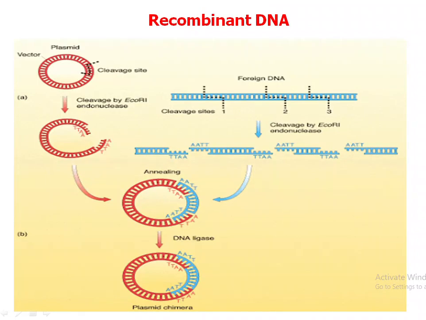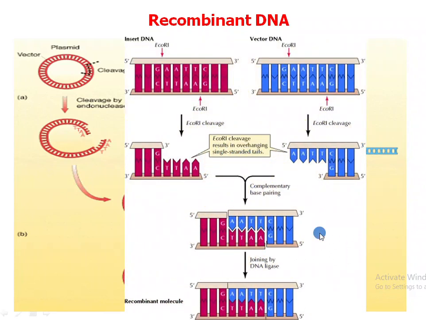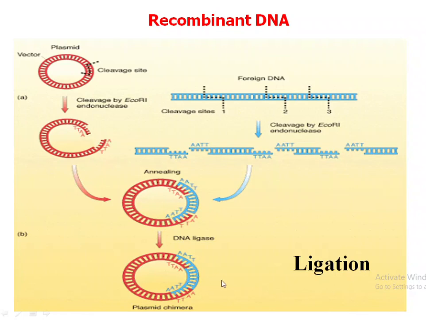It is important to note that the purified DNA of interest and the vector are cut with the same restriction enzyme to produce complementary sequences between the DNA and the vector. So this is the vector, this is the foreign DNA. Both are cut with the same restriction enzyme, that is EcoRI. The process of joining these two complementary sequences, using the enzyme called ligase, is called ligation. The resulting DNA is recombinant DNA, and it is the third step in recombinant DNA technology.